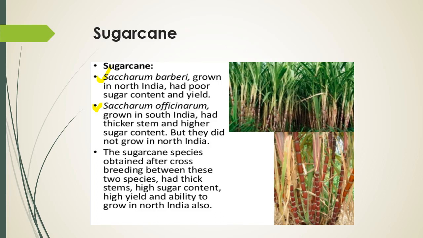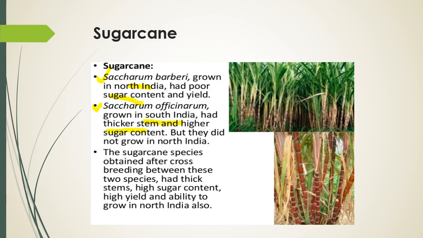And what about Saccharum officinarum? It is growing in South India. So this is North India, and here it is South India. Here it has a poor sugar content, and here it has a higher sugar content.